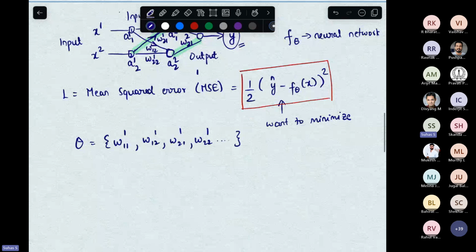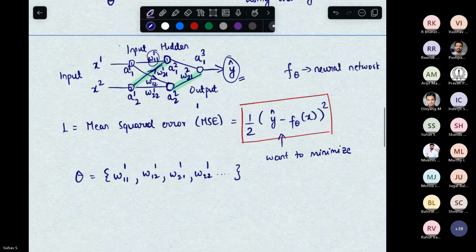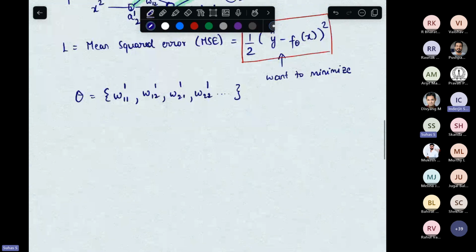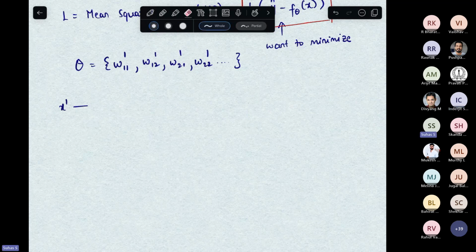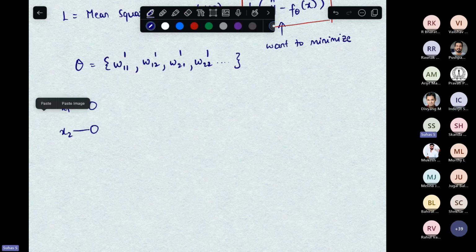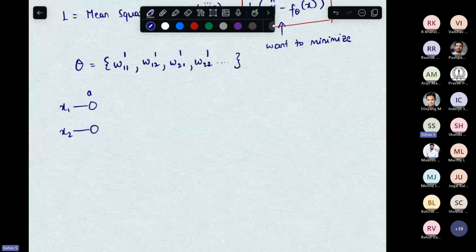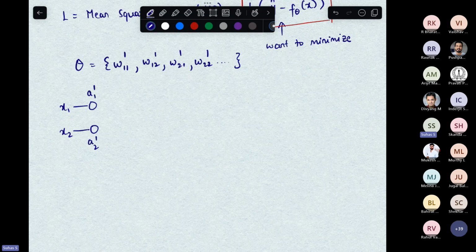So let me begin with a simple example. Let's say you have two inputs to your neural network, x1 and x2. These are your input nodes, A11 and A21, meaning layer 1. And then you have a similar neural network like this.